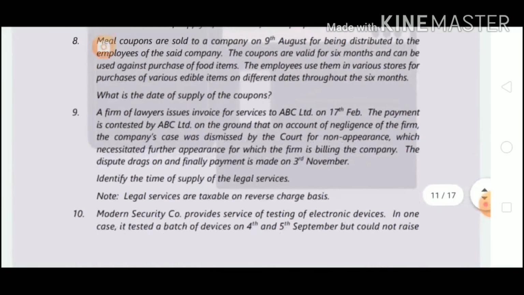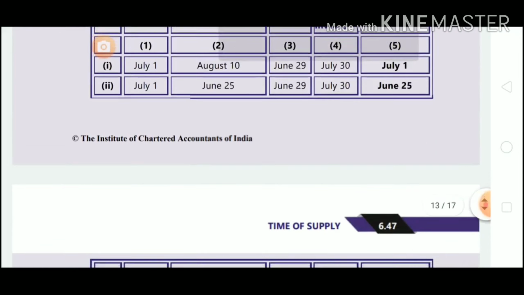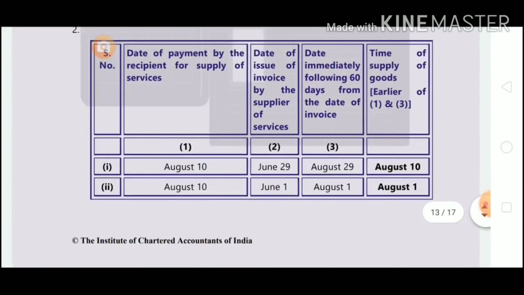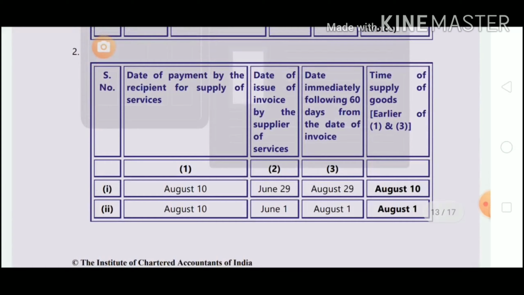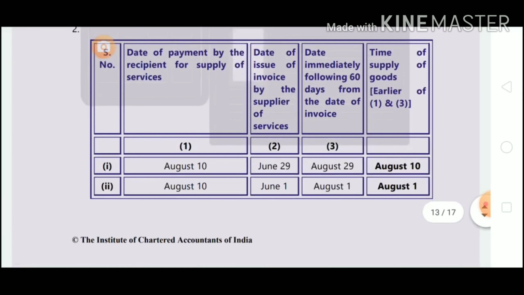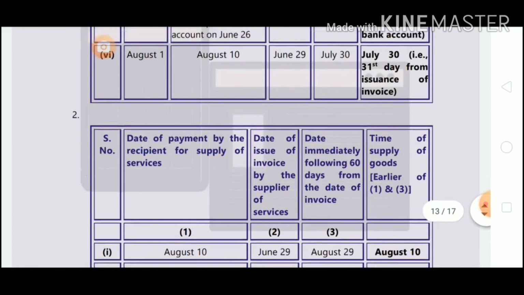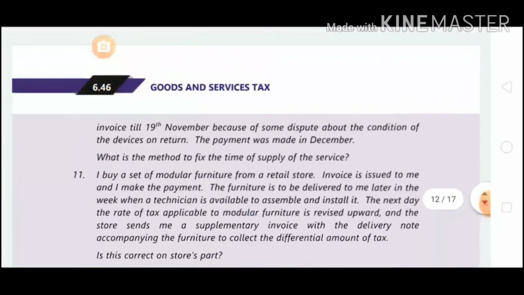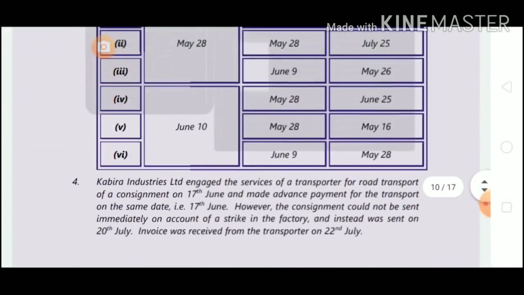Is it possible to move ahead with the answer? I guess no. We'll do one by one.